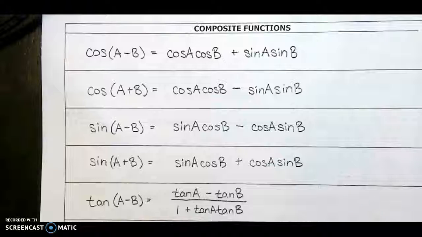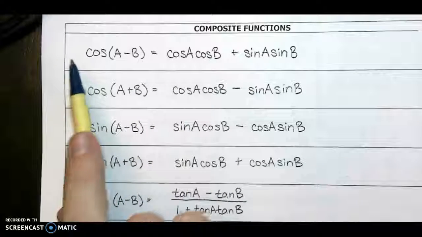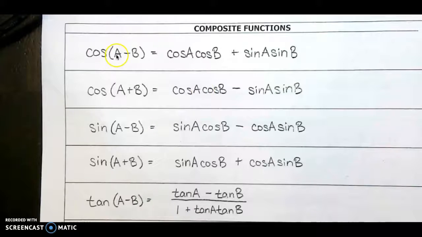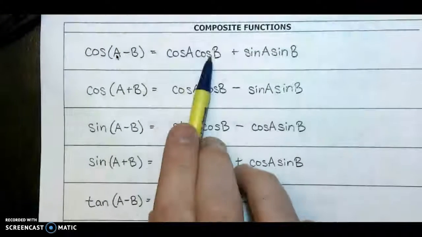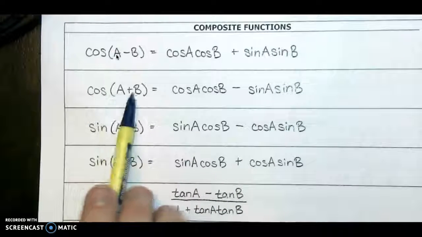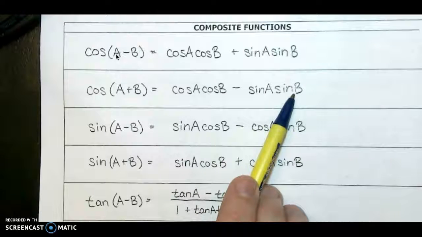The next set of properties we have are composite properties where you're subtracting or adding two angles inside the function. So if we have cosine of a minus b, we're going to have cosine a cosine b plus sine a sine b. Go ahead and write that down. When you're adding, you're going to have cosine a cosine b minus sine a sine b.